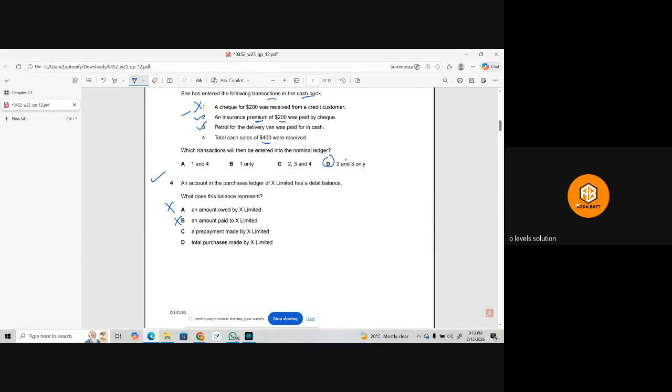C is a prepayment made by X Limited. It could be correct, but see the D one as well. Total purchases made by X Limited. So this is not what a ledger balance shows. So that's why C option is the right option. Okay.